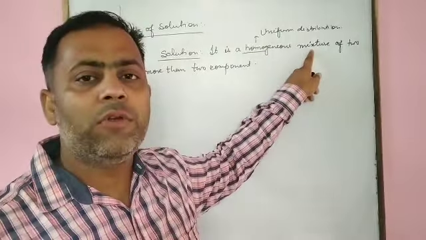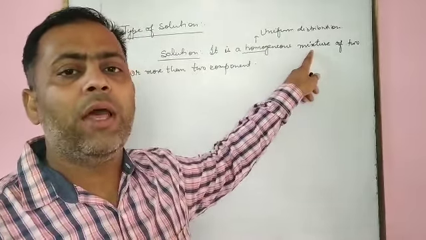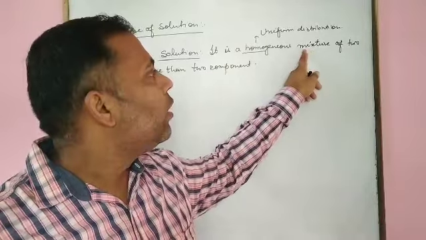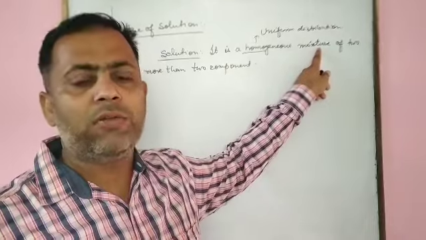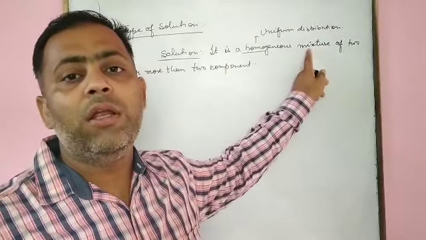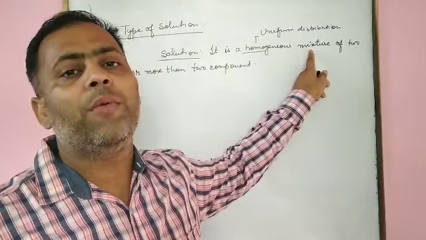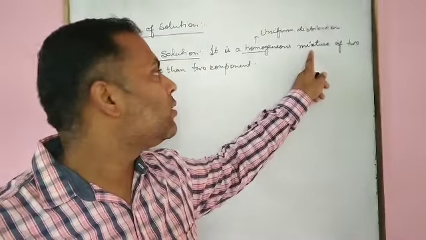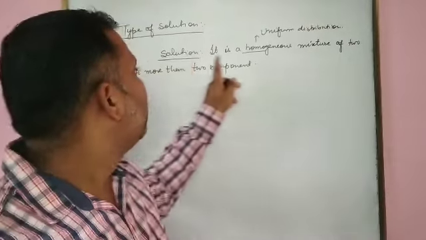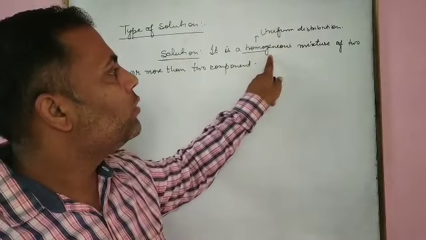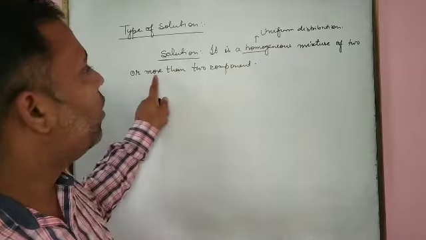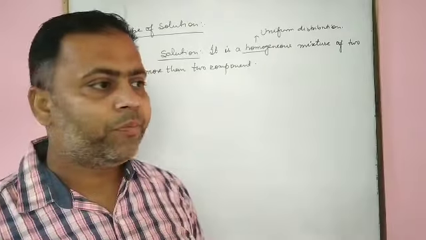And mixtures, we know, are a type of physical association in which the individual components retain their properties. We have already discussed the properties of mixtures. So what we have discussed is that the solution is a homogeneous mixture of two or more than two components.